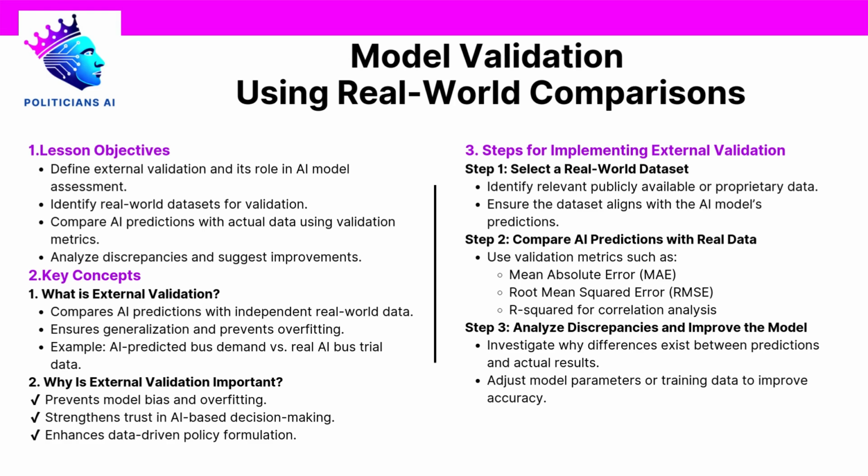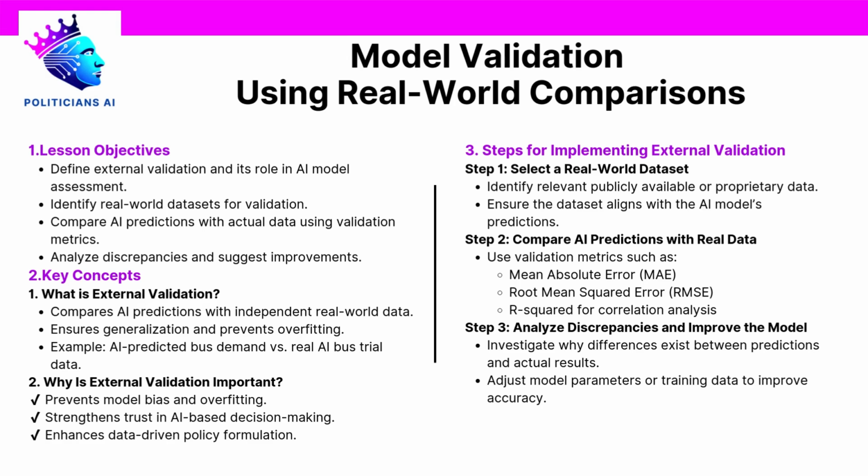The second step is to compare AI predictions with real data using appropriate validation metrics. This involves calculating statistical measures to quantify how closely the model's predictions align with the actual data. Common metrics include mean absolute error (MAE), root mean squared error (RMSE), and R-squared. Mean absolute error measures the average magnitude of errors in a set of predictions without considering their direction, making it a straightforward and interpretable metric.